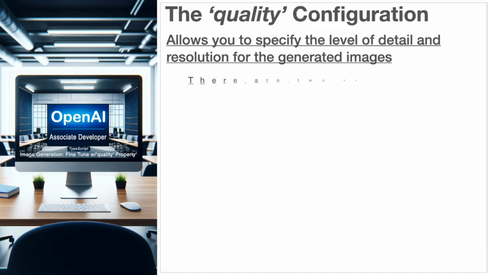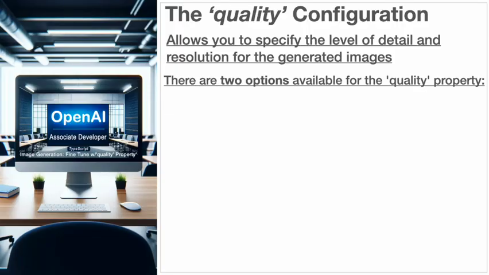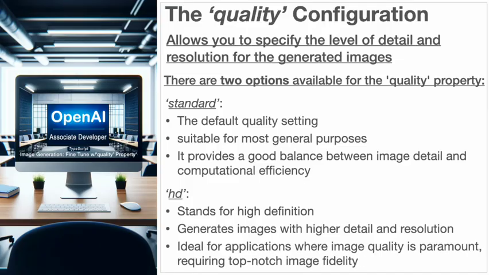There are two options available for the OpenAI Image Generation API call, Standard and HD. Let's take a look at them both. First, Standard is the default quality setting and is suitable for most general purposes. It provides a good balance between image detail and computational efficiency, meaning the standard quality image can be generated more quickly. Next is the HD quality setting.